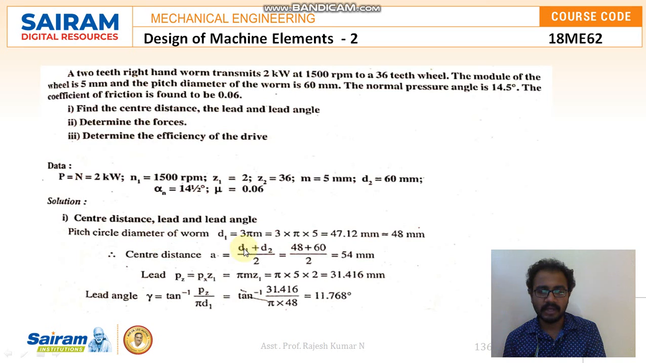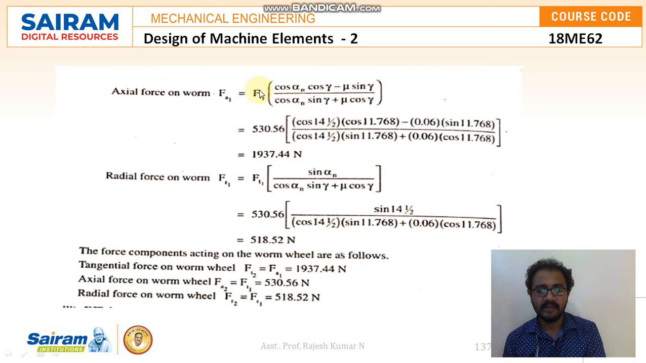Quickly we can find it out, because we know D1 is 3 pi m, and the module is given. So the D1 value is 48 mm. The center distance formula is D1 plus D2 by 2. D1 and D2 are known, so the center distance value is 54. Lead is P into Z1, where P is pi m. Here also all the data are known, so the lead value is 31.416. Lead angle is tan inverse of P Z by pi D1. All the data is again known, so I am getting the lead angle value as 11.768 degrees. See, all the first 4 terms are very easy. We can easily find them out.